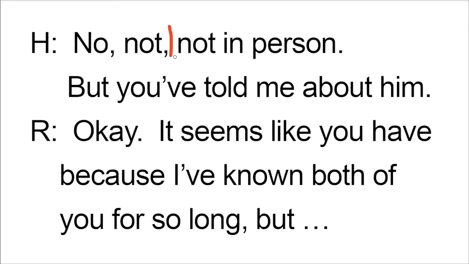No, not in person. The first not was a stop T, as Haquen did not continue. Not in person. The second T, though, was a flap T, because it links two vowels together: the ah vowel and the I as in sit vowel. Most Americans will make the T between vowels a flap T, which sounds like a D between vowels. Not in. Not in person.